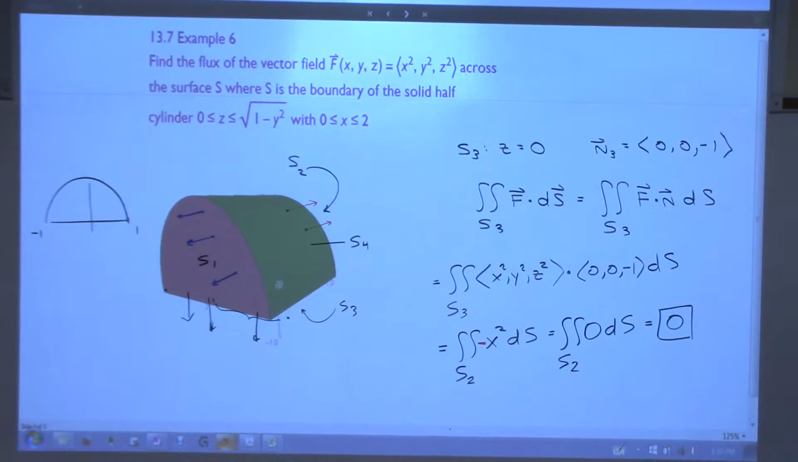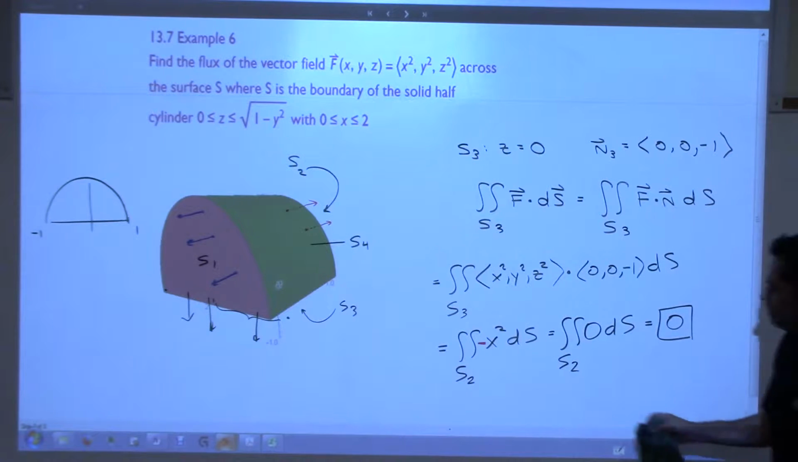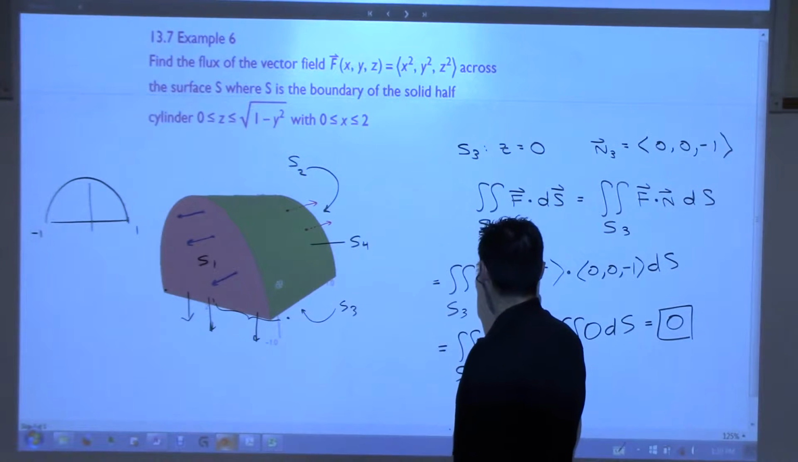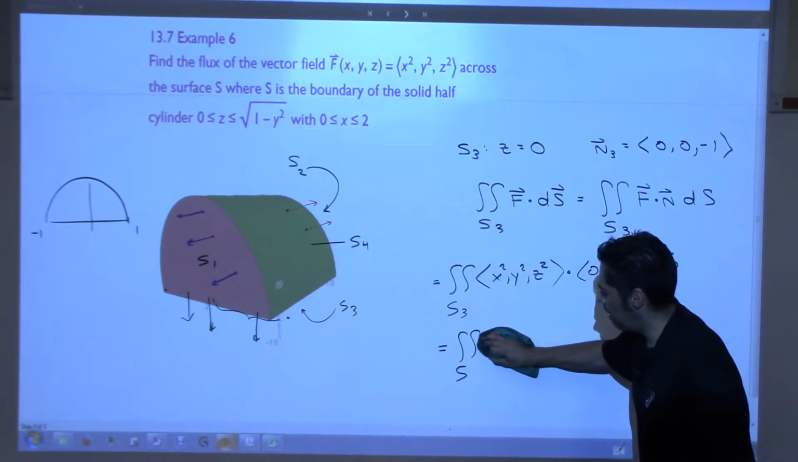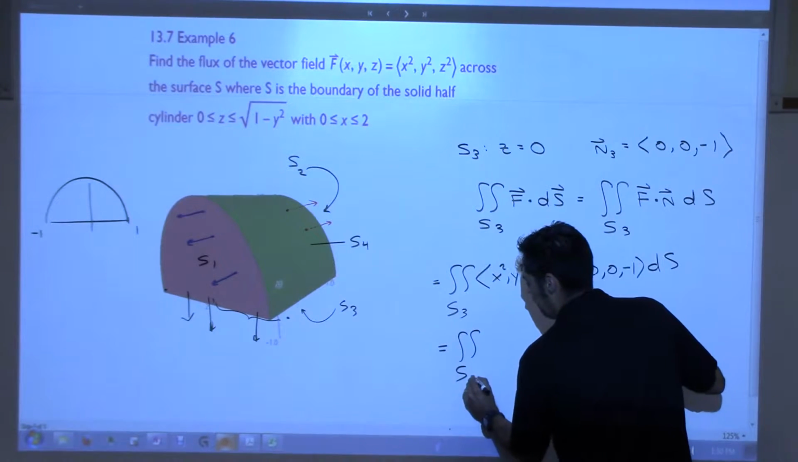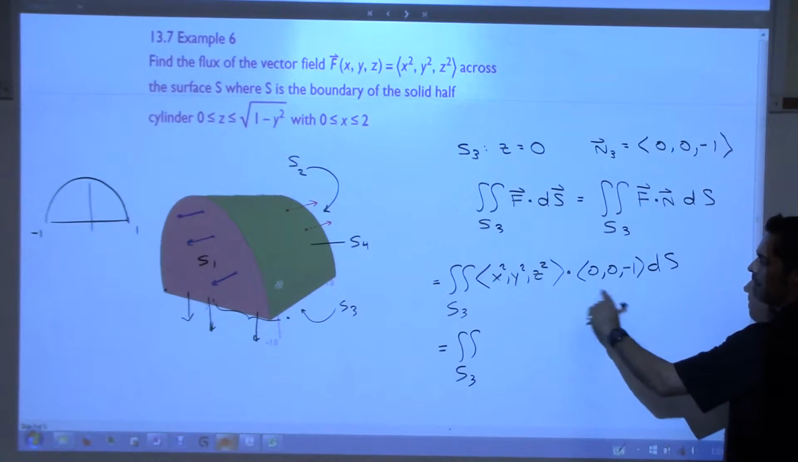All right, S3. So tell me about this dot product here. What do you get when you dot product that? You get negative z squared.